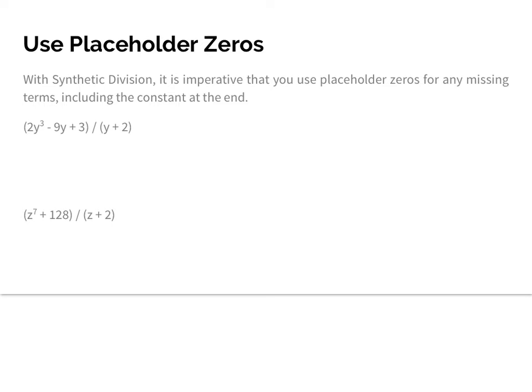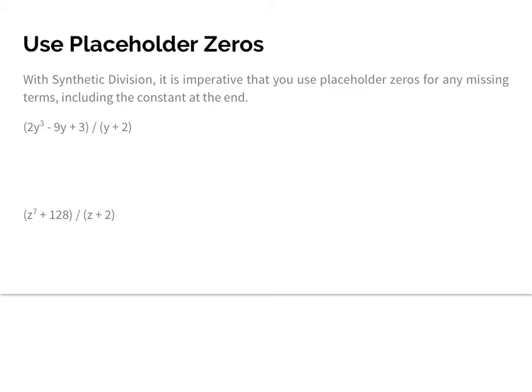Something that's really, really important with synthetic division is that you have to use placeholder zeros for anything that's missing. With long division, because we're using the variables, we could catch those mistakes more. Not likely to happen with synthetic division unless we use the zeros properly. So if I look at my first example, I have 2y cubed minus 9y plus 3. I've jumped right from my y cubed to my y term.